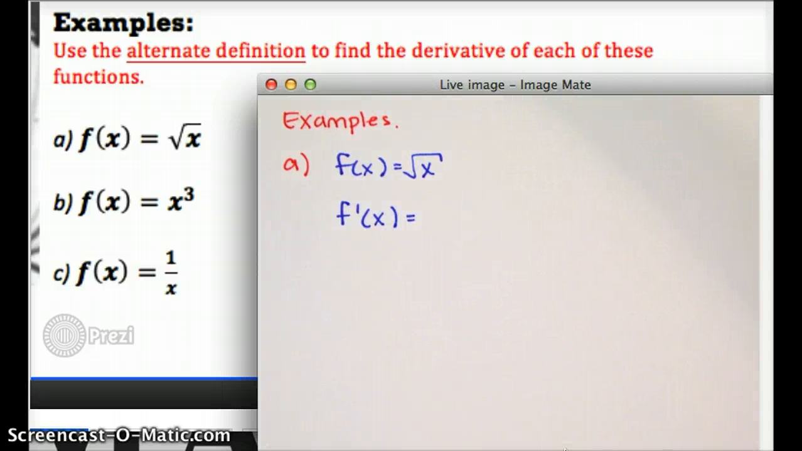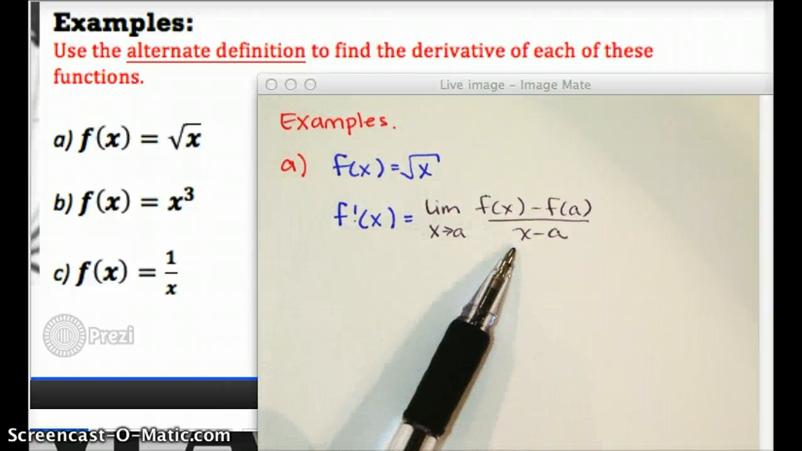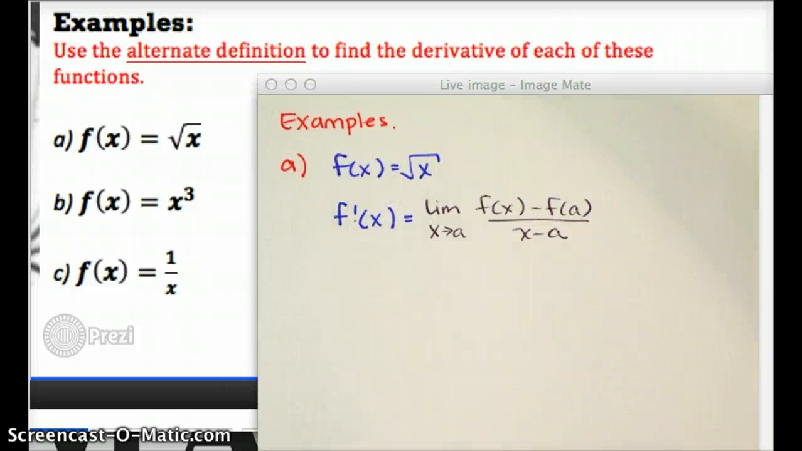I've got my original function, f of x equals the square root of x, and to find the derivative, which is f prime, we're going to take the limit of f of x minus f of a over x minus a. Of course, f of x is just the square root of x, so this limit will equal the square root of x minus the square root of a, all over x minus a.